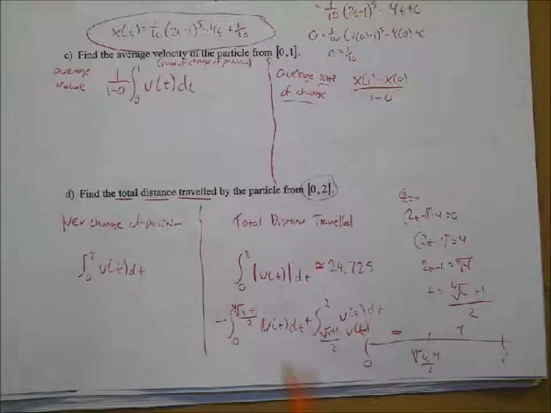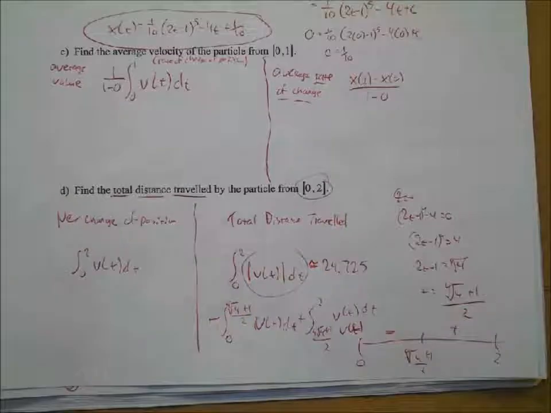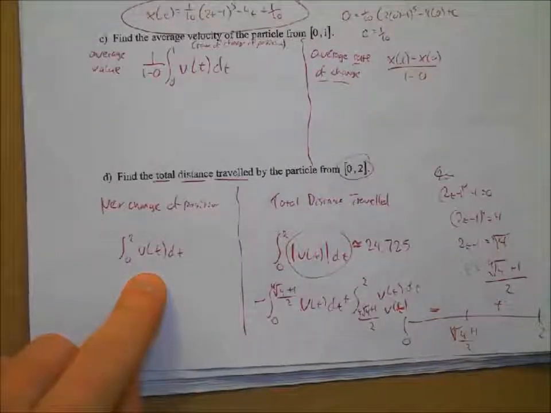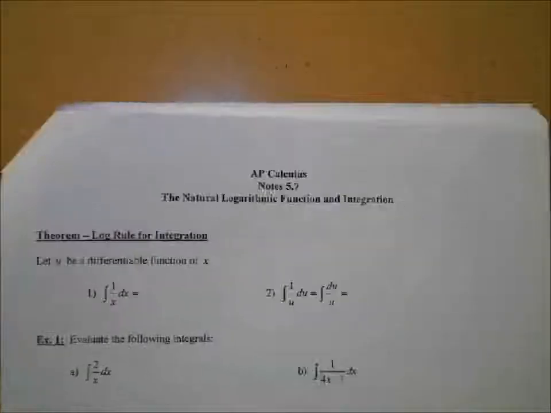All right, so again, total distance traveled, big idea, make sure you understand, is the integral of the absolute value of the velocity. Very important. Net change in position is just the integral of the velocity. Okay. Let's move on here.